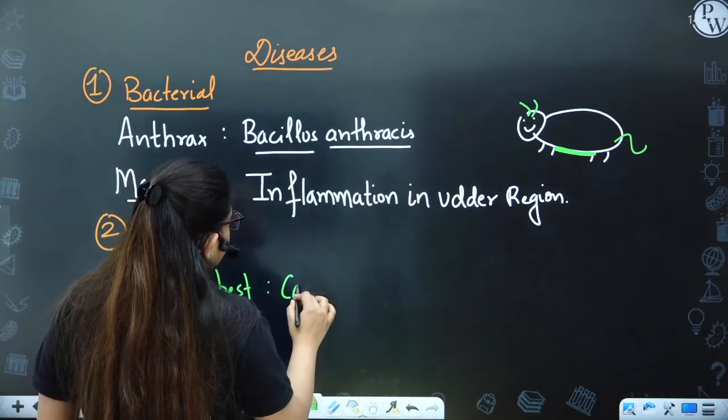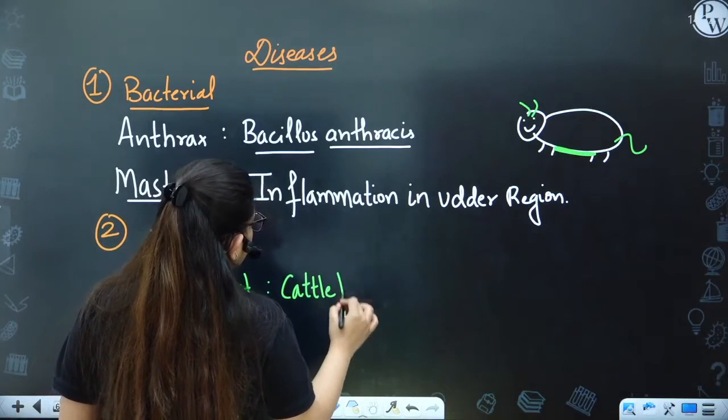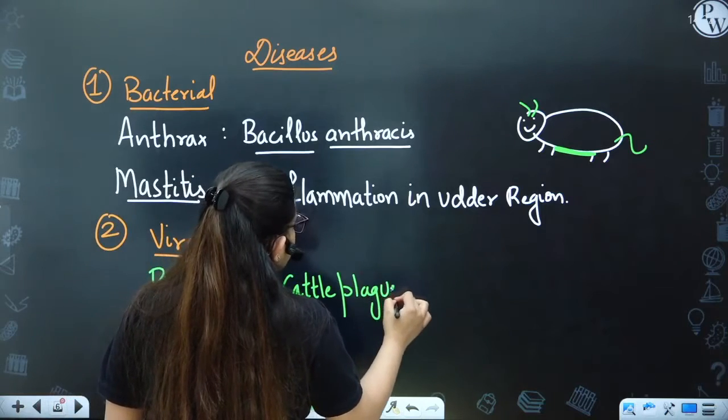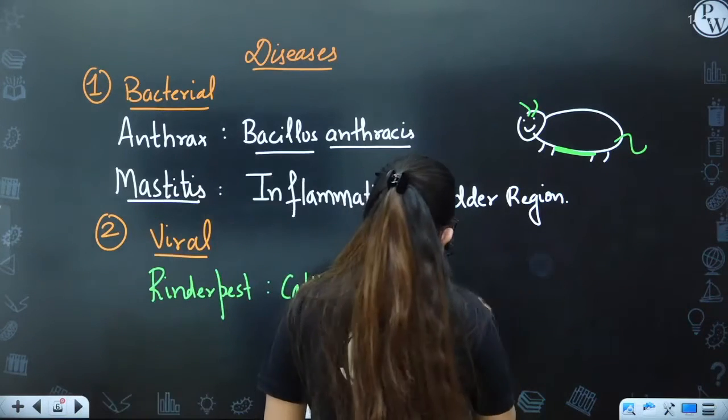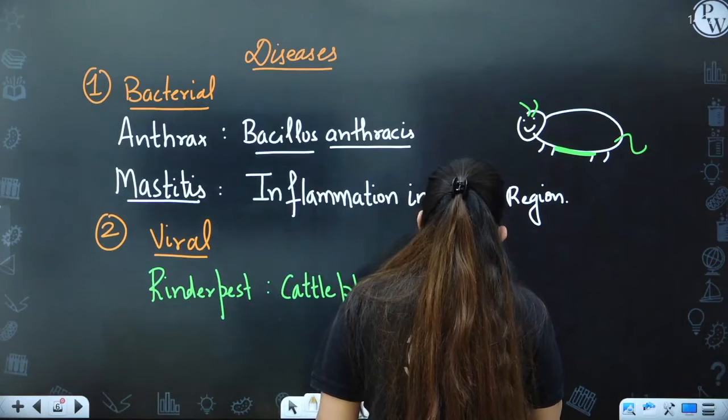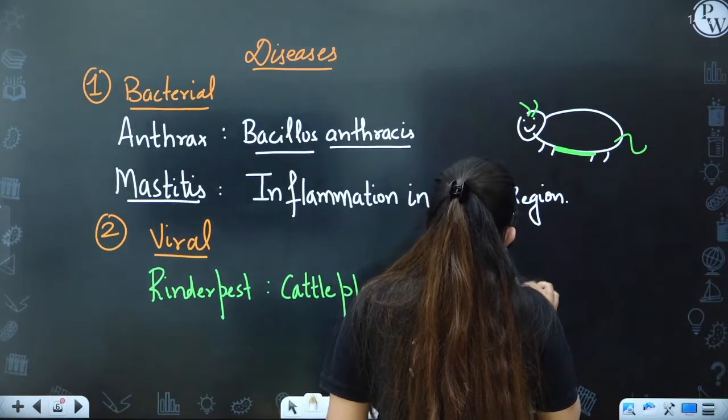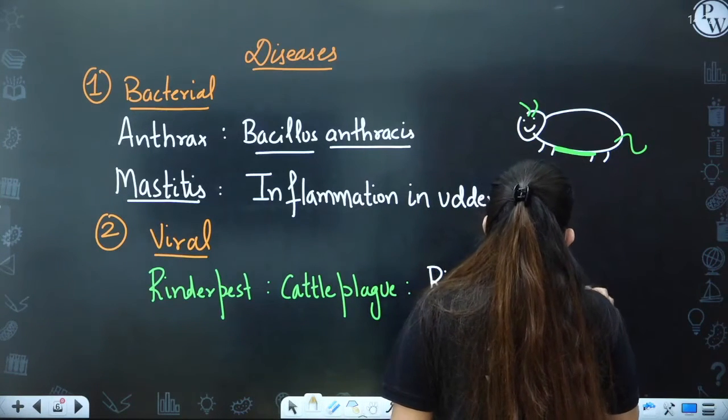Rinderpest is also known as cattle plague. So what's the causative agent? The rinderpest virus. Simple. So what kind of a question can occur in your exam?